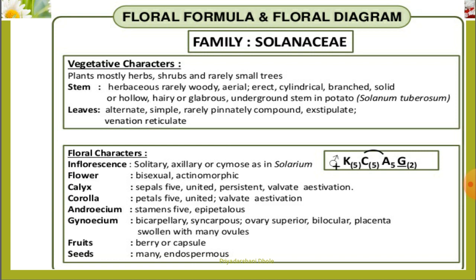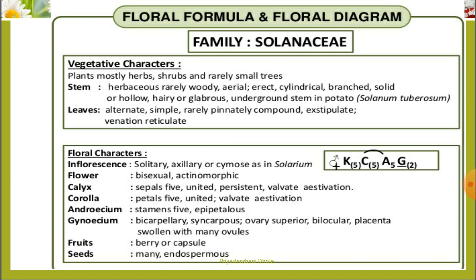Therefore, this is the bisexual flower. Actinomorphic. Then calyx. Calyx is denoted by capital K. Sepals are 5 in number, and they are united, therefore a bracket is there. Persistent and valvate aestivation. Then corolla. It is denoted by capital C. Petals are again 5, so we have written 5, and they are united, so we have put it in a bracket. Then valvate aestivation. After that, androecium, capital A. The stamens are 5 in number, therefore 5 is there. They are free, therefore there is no bracket.